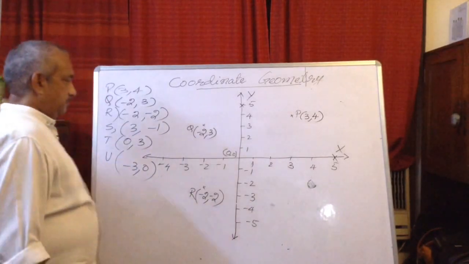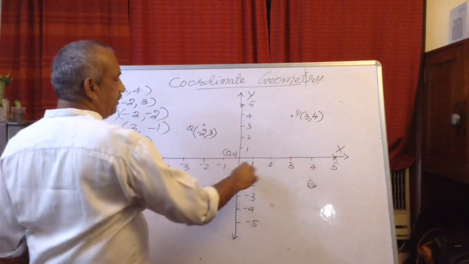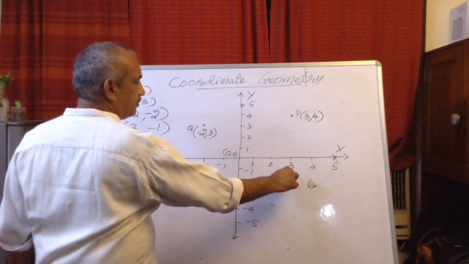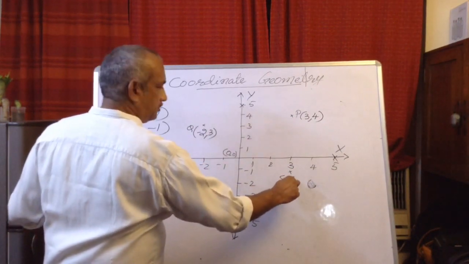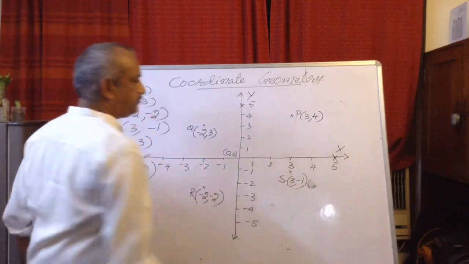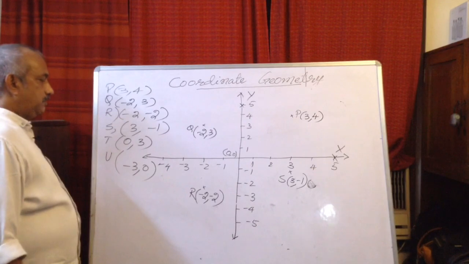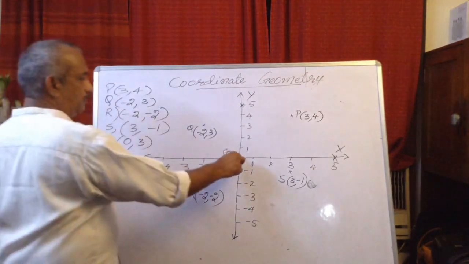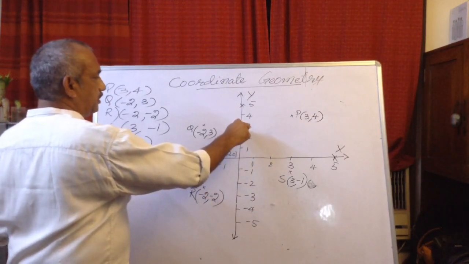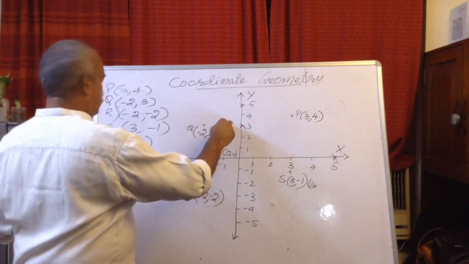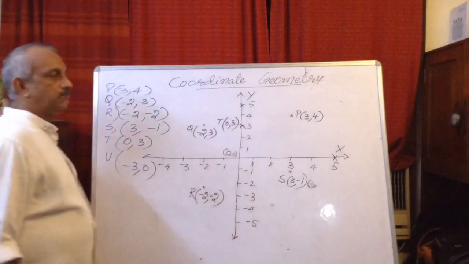Then S(3, -1). First we'll go to 3 on the x-axis and -1 on the y-axis, so somewhere here. So S(3, -1). Now the next one, T(0, 3). First we go to 0 on the x-axis, and 3 on the y-axis. So here it is. T(0, 3), we'll mark it like this.